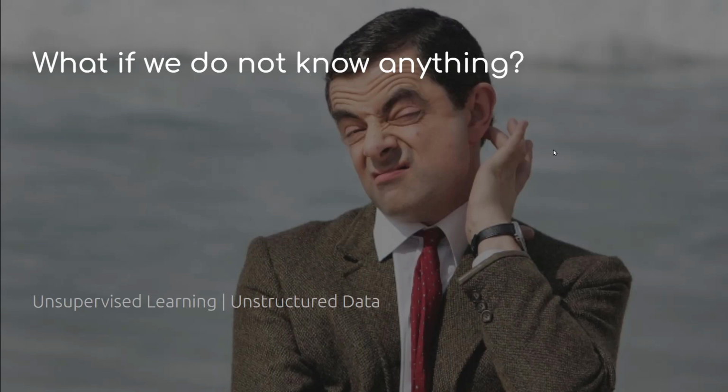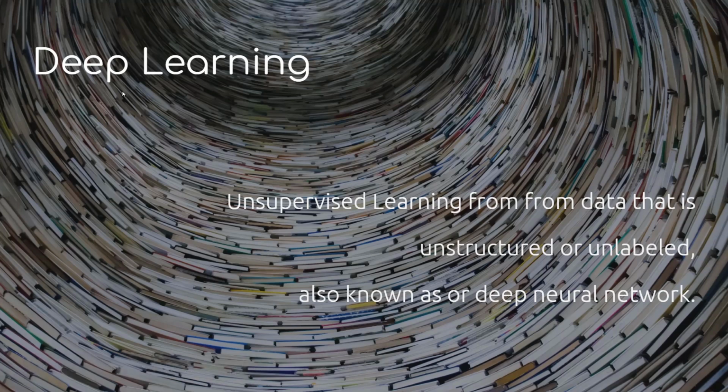Now the question comes, what if we don't know anything at all? There are hundreds of sensors, and all the sensors will generate data, or there are hundreds of people who will generate a lot of data from their phones, and we don't know anything, whether we want to label them or not. Labeling is a very tedious task. What to do? We have unstructured data. I don't have any structure for that. So this is the example for deep learning.